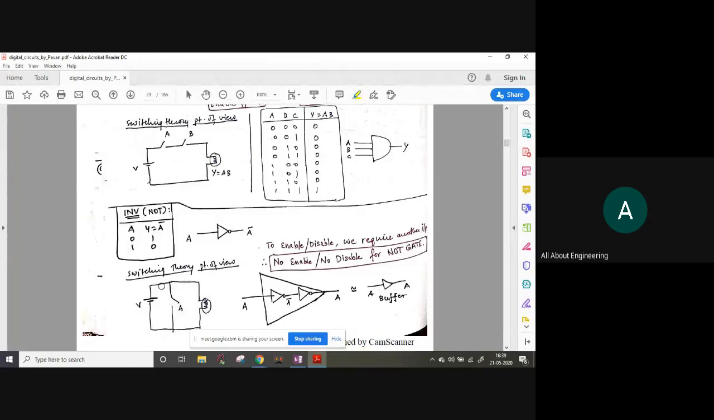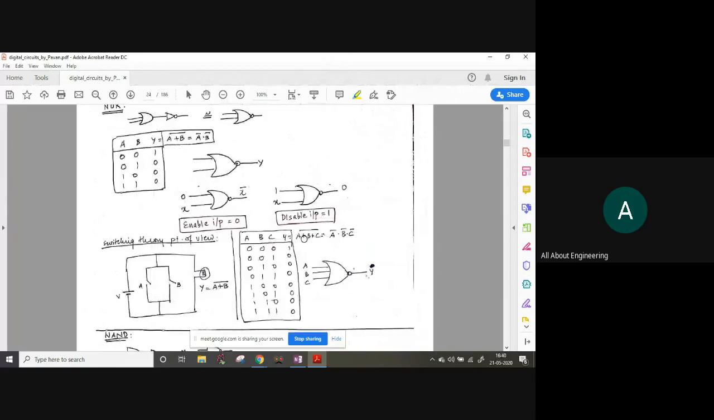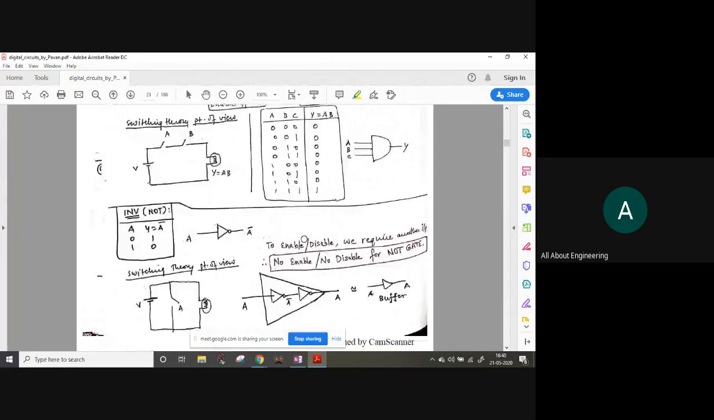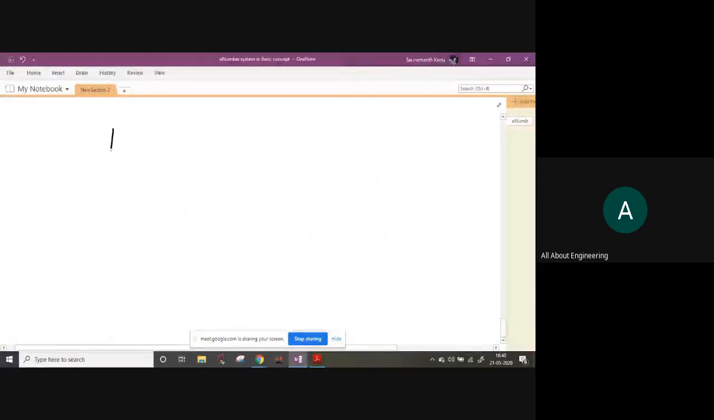If the switch is open, the current will flow through the bulb, so the bulb will glow. So if input is 0, then output will be 1. If input is 1, then output will be 0. So these are all things you know, and this is called a buffer. If two inverters are placed in series or cascade connection, it is called a buffer circuit or buffer gate. No enable or disable input is required, but in practice there are 3 input gates we study, right?